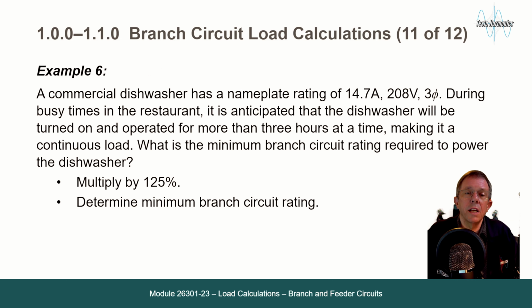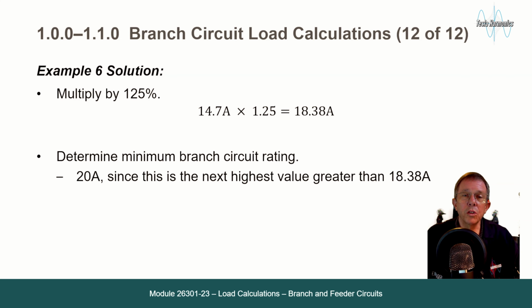A commercial dishwasher has a nameplate rating of 14.7 amps, 208 volts, 3-phase. During busy times in the restaurant, it is anticipated that the dishwasher will be turned on and operated for more than 3 hours at a time, making it a continuous load. What is the minimum branch circuit rating required to power the dishwasher? We're going to multiply by 125% and determine the minimum branch circuit rating. Multiply by 125%. 14.7 amps times 1.25 equals 18.38 amps. Determine minimum branch circuit rating. 20 amps, since this is the next highest value greater than 18.38 amps.